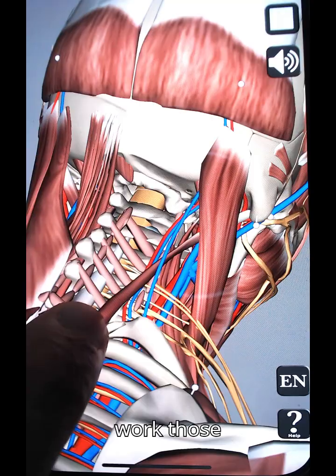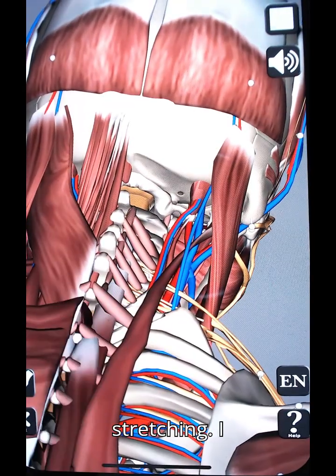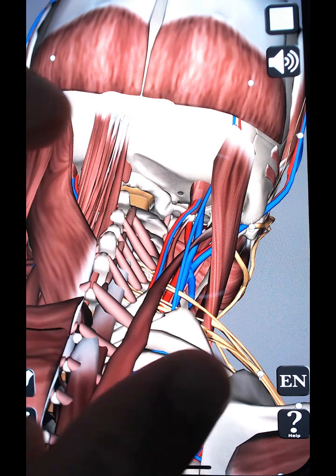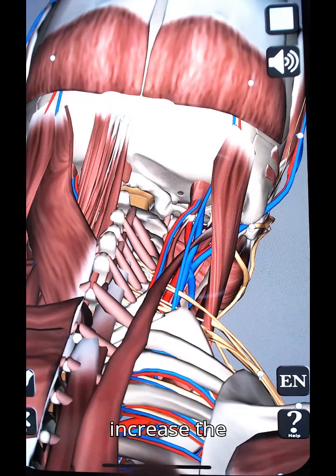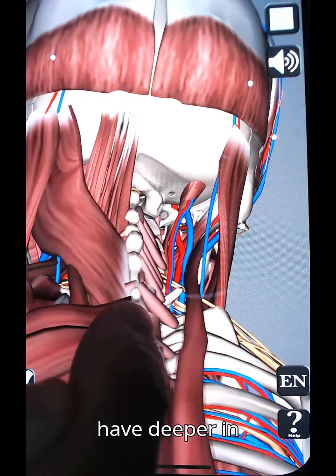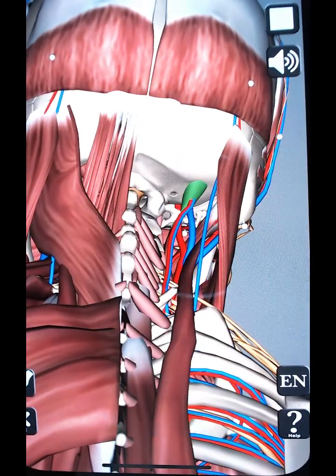How do you work those muscles? Again, this is all stretching. I like to hook at the back of the neck right there and pull the skull back. And I'll put a hand usually right over on the scapula to increase the stretch of the neck. We have deeper in here, right there, the obliquus capitis superior.